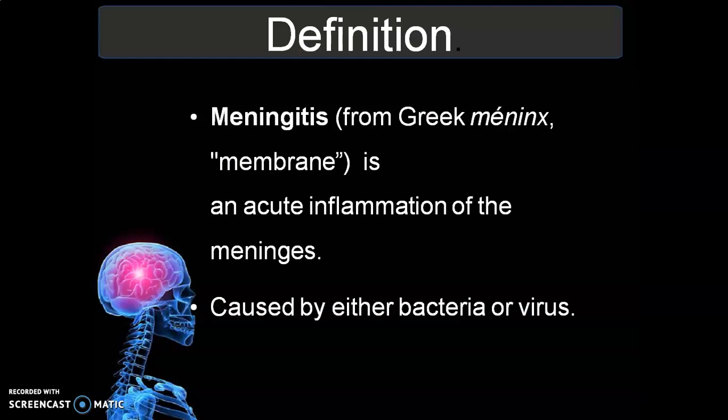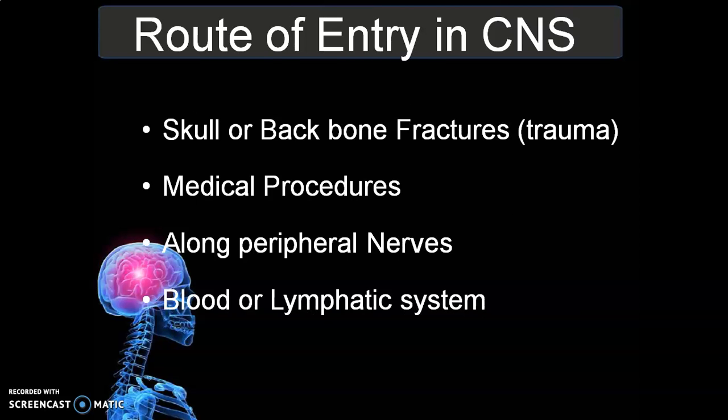So the definition: meningitis, as the name suggests, itis means inflammation and infection. It is acute inflammation of the meninges, caused either by bacteria or by a virus. The route of entry into the central nervous system: if there is a skull fracture or bone fracture, trauma or RTA, any kind of medical or surgical procedure, along with peripheral nerves, and through blood or the lymphatic system it can enter.